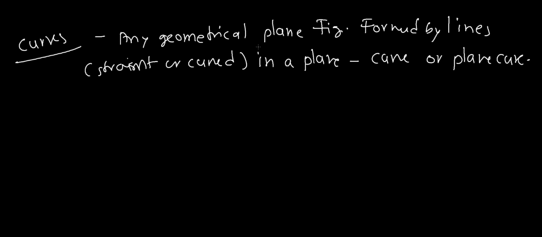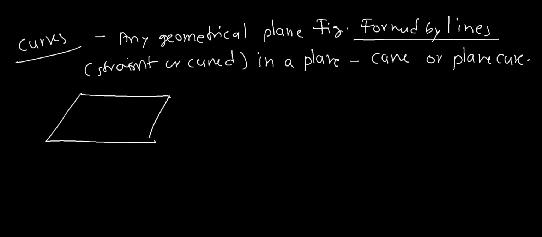So any geometrical plane figure formed by lines. This is important: formed by lines. If we draw this, it is a curve, but it has straight lines. This is a curve, but it has some circular parts. So any geometrical plane figure formed by lines, straight or curved, in a plane. Currently our plane is this canvas of Microsoft Paint, and any geometrical figure formed by lines in a plane is a curve or plane curve.